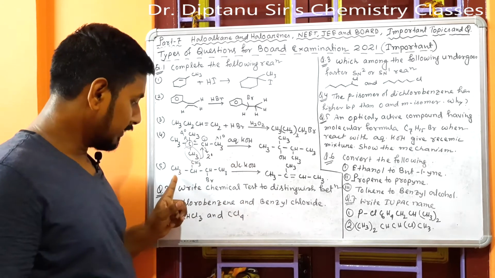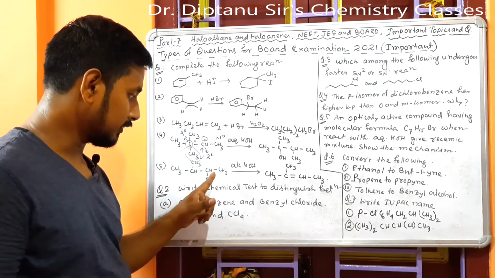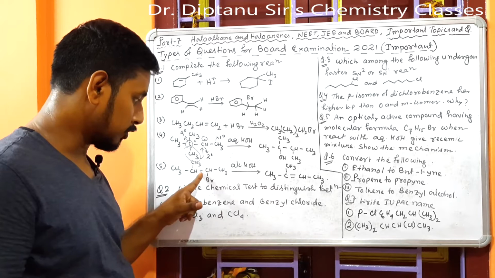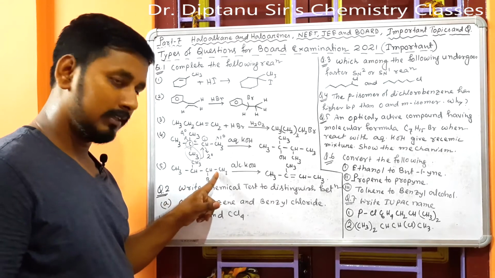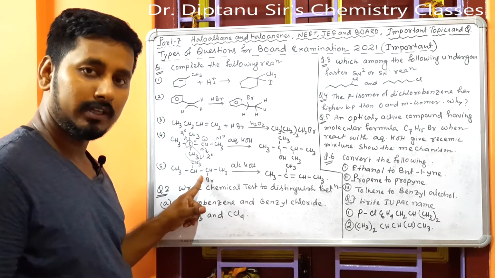Now after that, this is actually the beta elimination reaction. There are 2 different products. The double bond may come here and may come here. If the double bond comes here, this is the major product, and if the double bond comes here, then this is the minor product. So this is actually according to the Saytzeff rule.